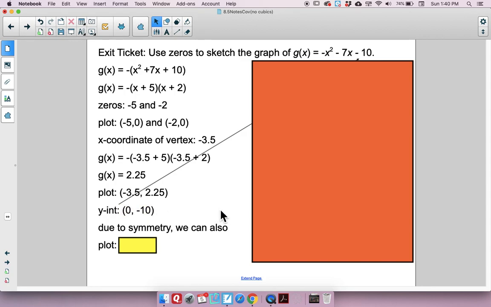And since I know that this parabola is symmetric, I know that I'm going to have another point that's going to be what? If this axis of symmetry is at negative 3.5, my y-intercept is 3.5 units to the right of the axis of symmetry, so I know I can plot a point that's 3.5 units to the left of the axis of symmetry. Negative 3.5 and negative 3.5 is negative 7, so I know I'm at negative 7, negative 10.